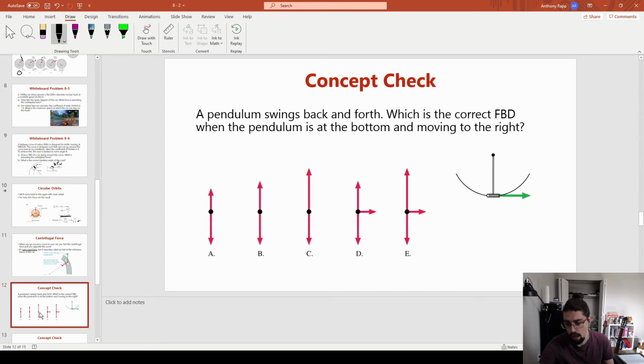So, concept check here. Let's imagine a pendulum swings back and forth. What is the correct free body diagram when the pendulum is at the bottom and moving to the right? Relative lengths of vectors indicate magnitude and are important here. Look at it for a minute, think about it.